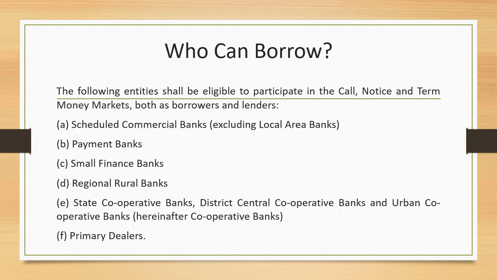Now, who can participate? As I said, it's an unsecured market. So RBI has put a restriction on who all can borrow and lend in this market. And there are only 6 distinct entities which are allowed. So scheduled commercial banks, payment banks, small finance banks, regional rural banks. They were allowed during COVID time by RBI. State cooperative banks, district central cooperative banks, and urban cooperative banks are allowed. Primary dealers can also participate. Primary dealers may require fund from time to time, especially the standalone primary dealers, because they don't have any source of deposit. So for them, this market is open for borrowing.